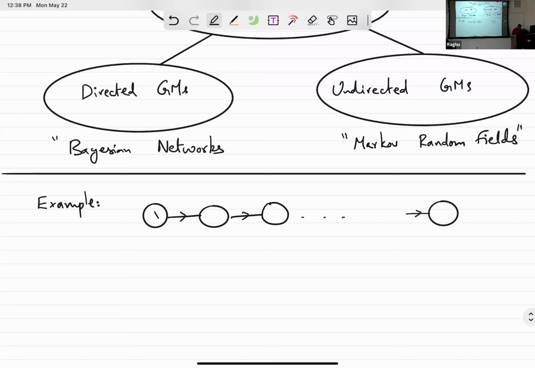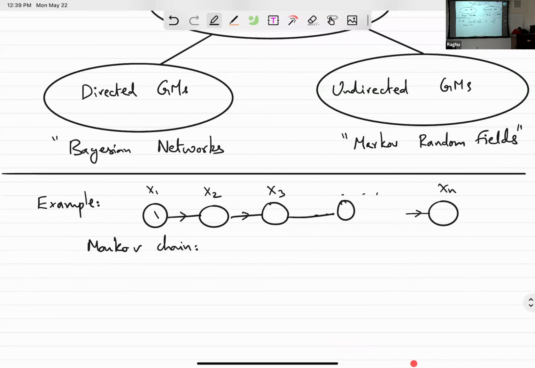So you have variables x1, x2, x3, and so on up to xn. And somehow you should think of it as time ordered. Markov chain means you want to say that x4 is independent of x2 conditioned on x3.